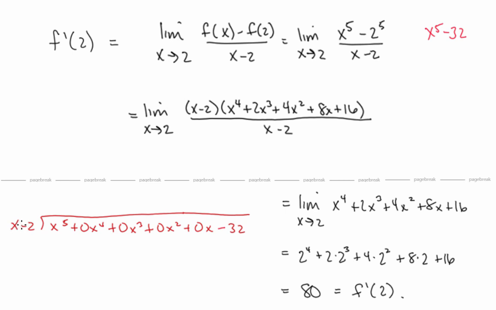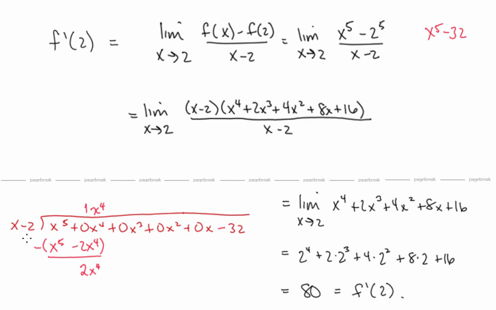And so the question is, how many times does x minus 2 go into x to the fifth? Well, I would need to multiply by x to the fourth to get an x to the fifth here. So I'm going to put 1 x to the fourth, and I'm going to multiply that through. And that's going to give me x to the fifth minus 2x to the fourth. And so I subtract, and that gives me a 0 here, and a positive 2x to the fourth here. And I bring down nothing here because I have a 0 x to the third.